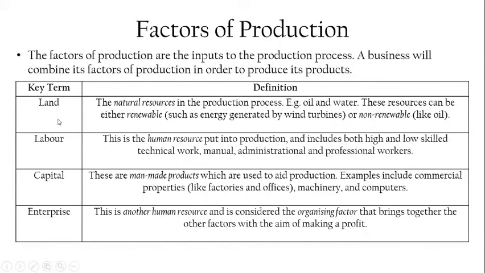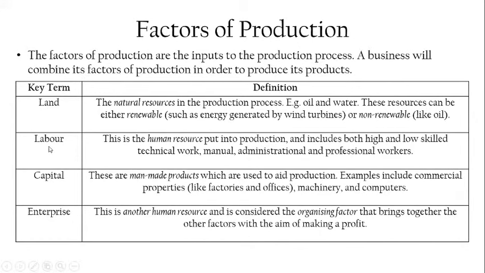So the first of the factors of production is land. These are the natural resources that go into the production process. So oil, water, as well of course as the actual land that the business is built on. Lots of students get confused with this, and understandably, because in this context, land doesn't just mean the land that the business is built on, but it's any natural resources in the production process, such as the energy that comes from wind or oil, gas, all of that. These are natural resources in the production process, and they're known as land.